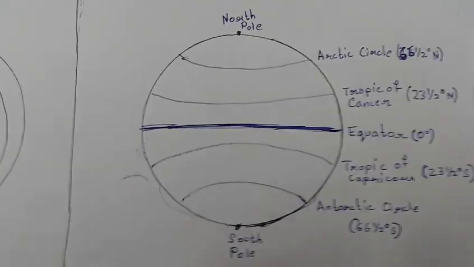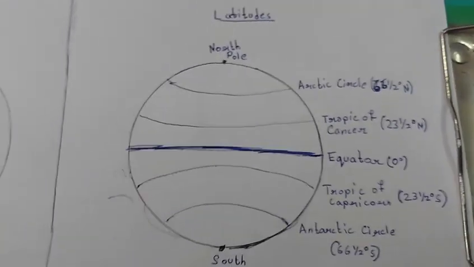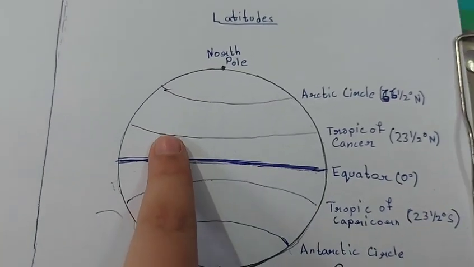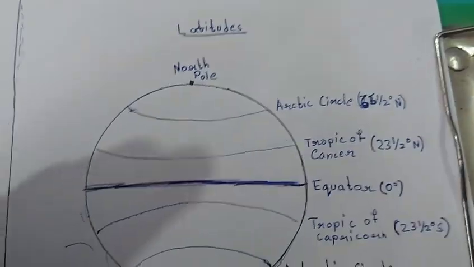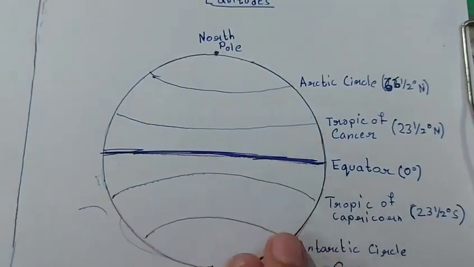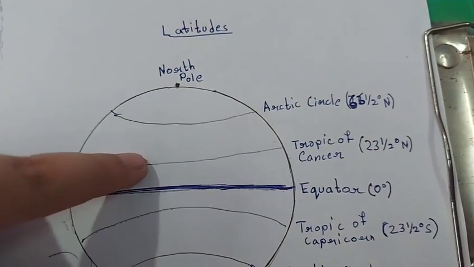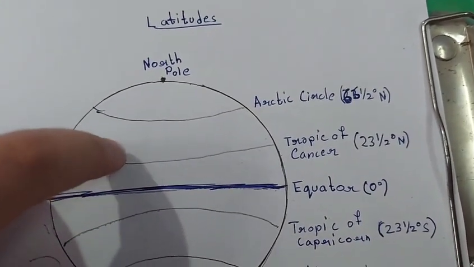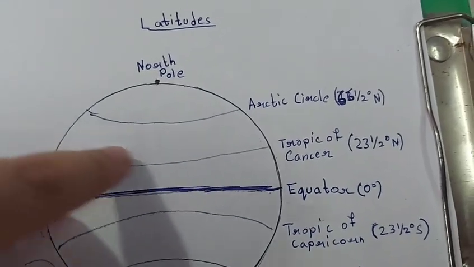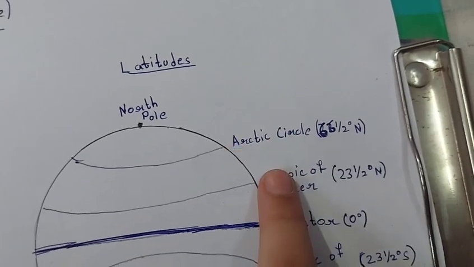So they also help us locate places, just like the longitudes. How do they? For example, a person is living here. This is 23.5 degrees north. In latitudes we have north and south hemispheres. So the person is in this latitude, we can say. But the person can be anywhere over this latitude. He could be here, here, here, or here.